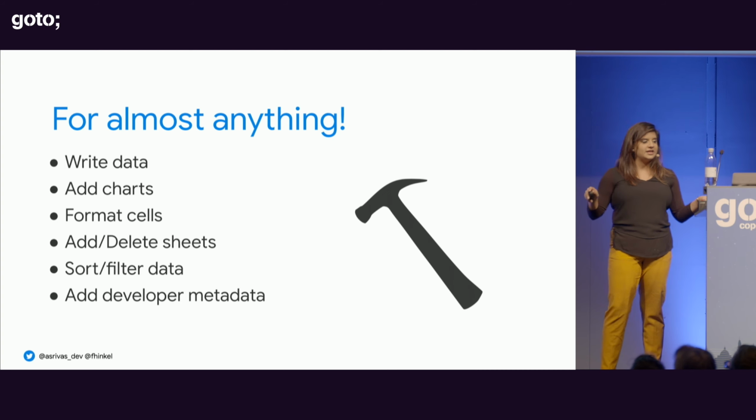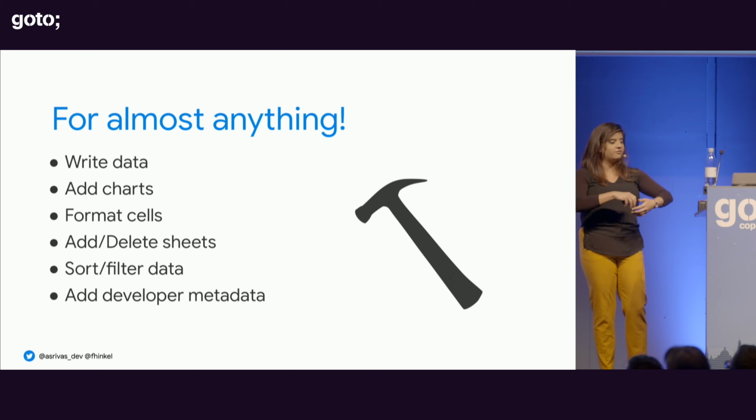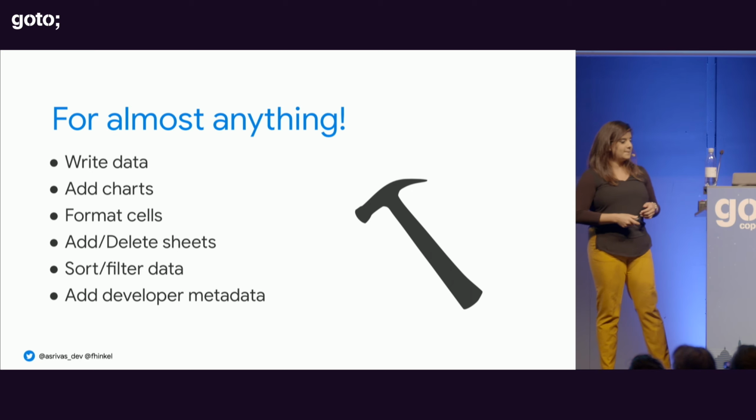So just think of batchUpdate as a fancy list or a bucket for all different types of modifications that you make, a lot of the same things that you can do in the UI. So writing data, adding charts, formatting cells, that sort of thing.